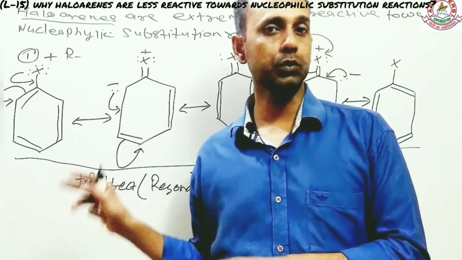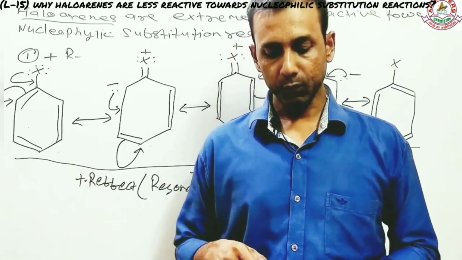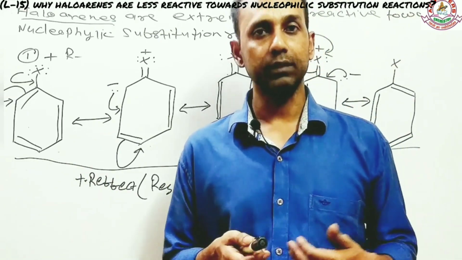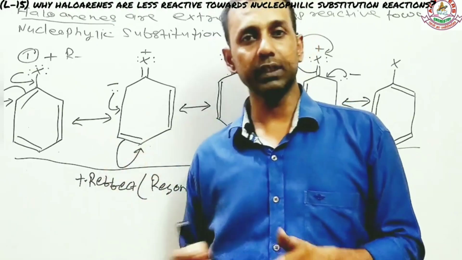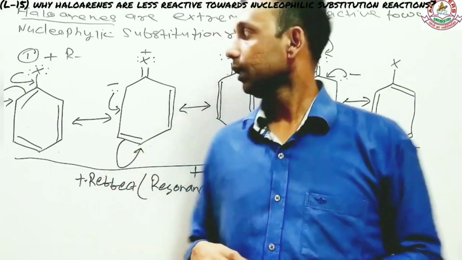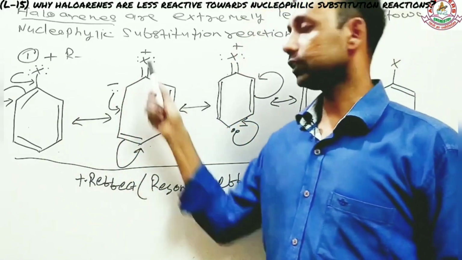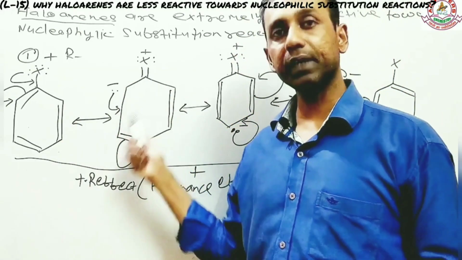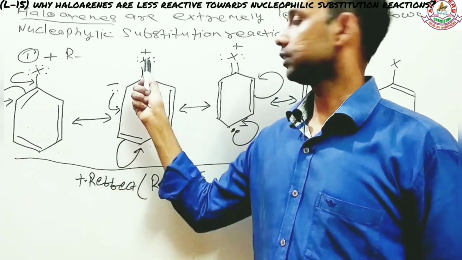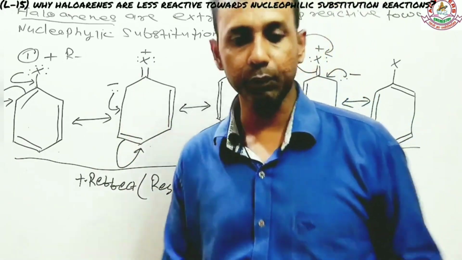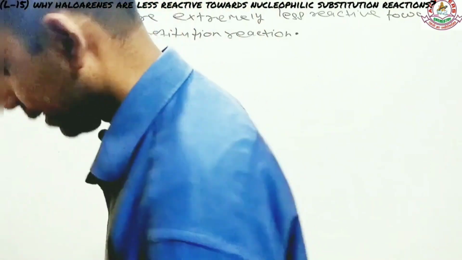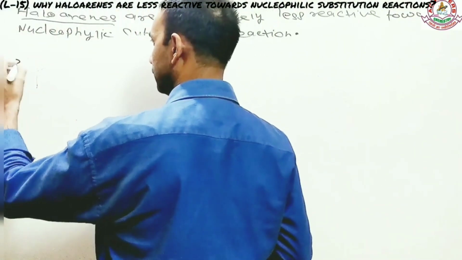The first reason is that because of the presence of halogen on the benzene, it undergoes resonance, and during the resonance, the bond between carbon and halogen acquires a double bond. Because of the double bond, the bond becomes difficult to break, and if the bond does not break, the substitution reaction will not take place. So that was the first one. Next is sp2 hybridization.